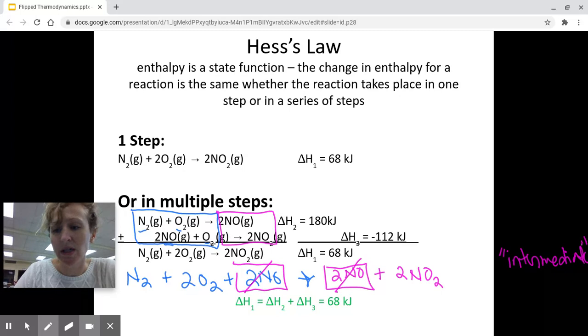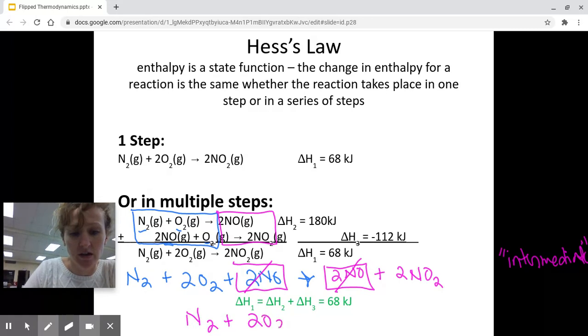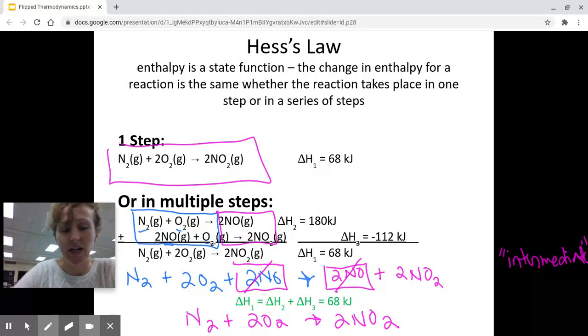So conceptually, it's a little bit different than a spectator. But functionally, in our equation, we're going to treat it exactly like a spectator. If it's there in the reactants, it's there at the products, it gets X'd out. It's not in our net ionic equation. And then I have this overall reaction, which is the same as my overall reaction in the one step.